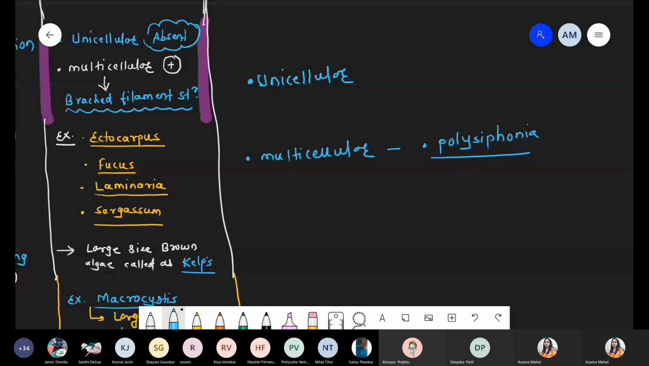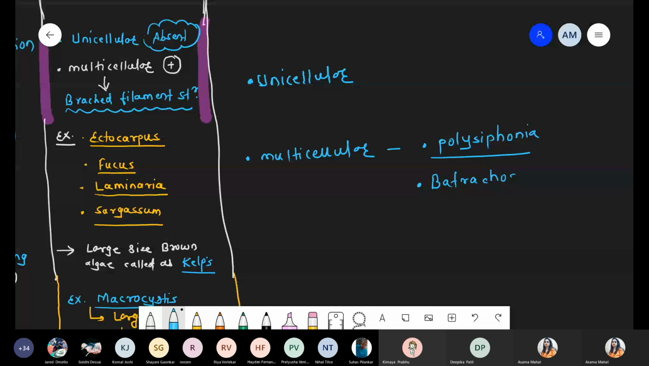Another structure with respect to multicellular, we already discussed this example, that is Batrachospermum, which is a not red color alga. It is having olive to blue color. So the second example under the multicellular, Batrachospermum, which is not red in color.